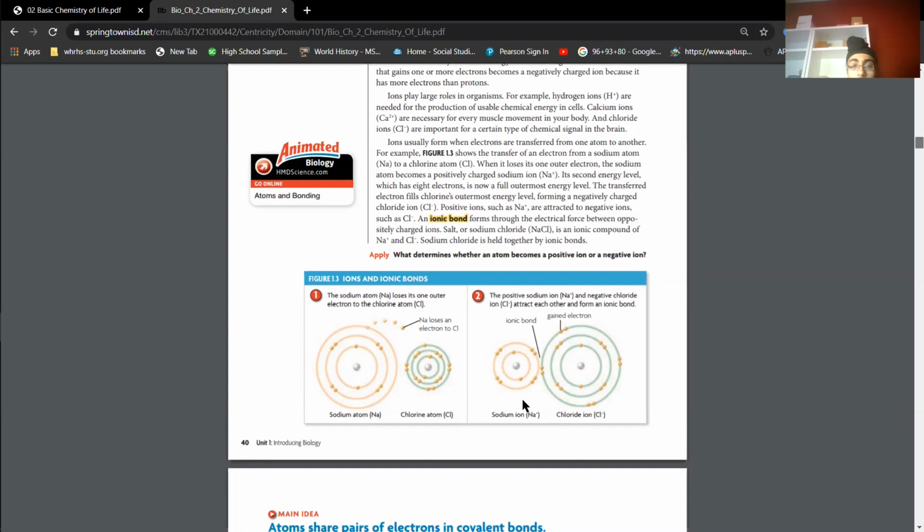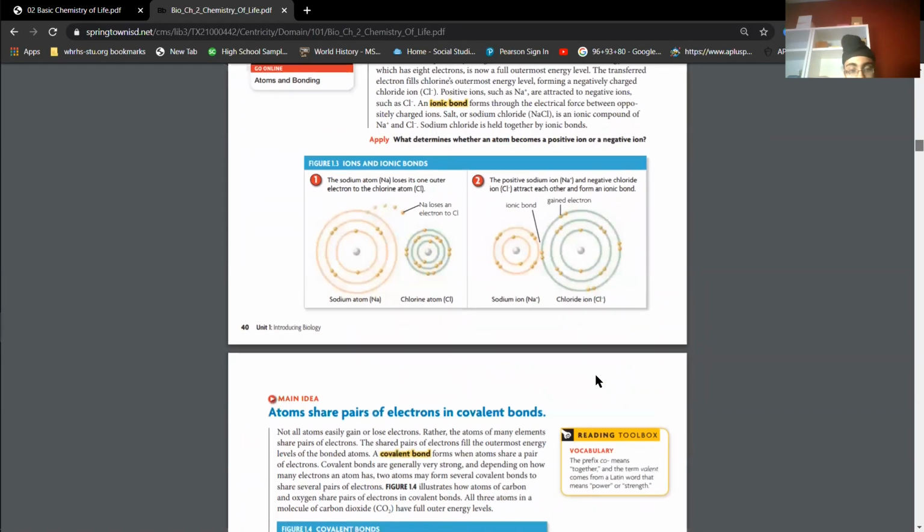Because one is positively charged and one is negatively charged, these are going to attract each other. And it forms an ionic bond. So this magnetic attraction between these two elements is what forms an ionic bond.